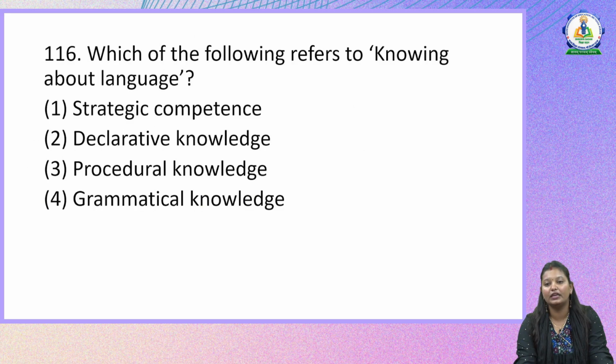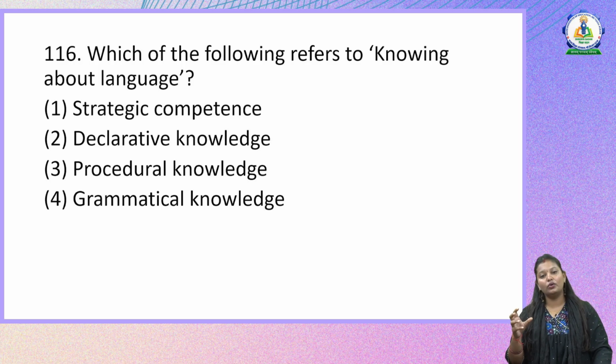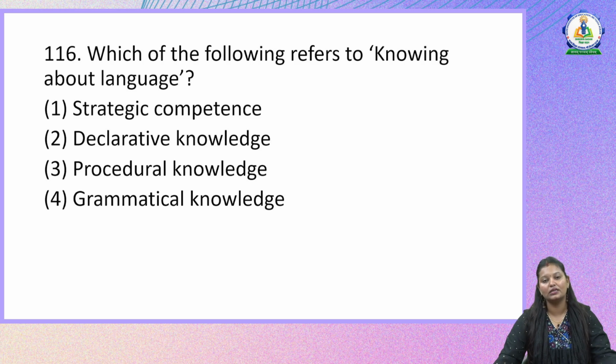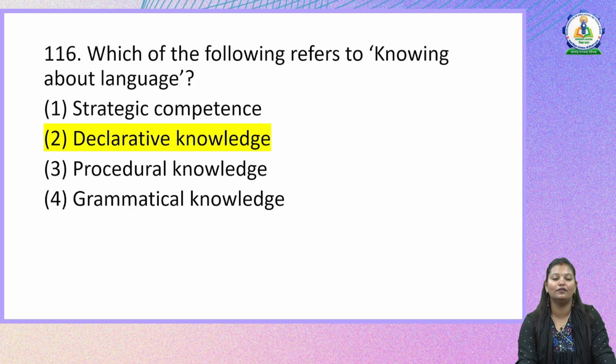Which of the following refers to knowing about language? There are various kinds of knowledge when it comes to knowing about the language. It can be declarative, procedural, grammatical, or strategic competence, which we discussed in the other question. Just knowing about the language, knowing the rules and the words of the language, is referred to as declarative knowledge.